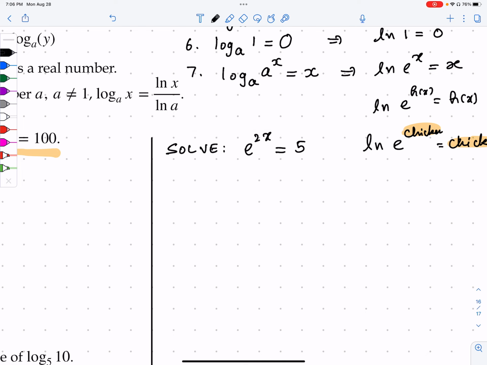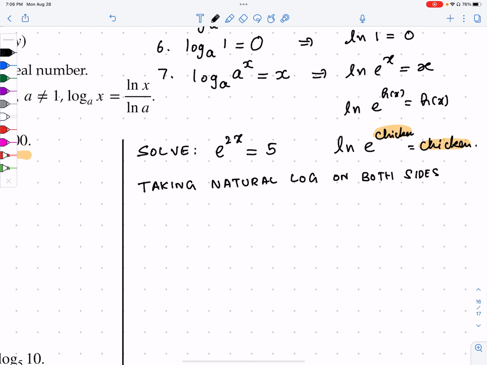The way that we're going to solve this problem is, because it's e and the exponential, we have the exponent as the 2x. My variable is the exponent, right? So what we are going to do is take natural logarithms on both sides. We're going to take natural logarithms on both sides.